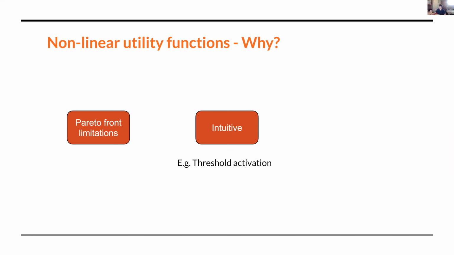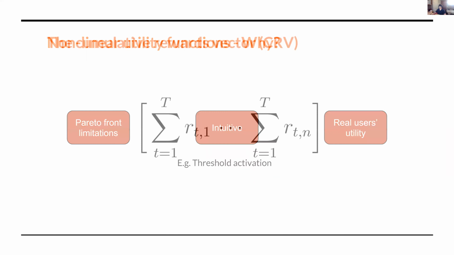And the third reason is also related to real users, and it's that real users may well have nonlinear utility functions. And if we are to develop algorithms to solve problems for real users, we need these algorithms to be able to optimize for such utilities.